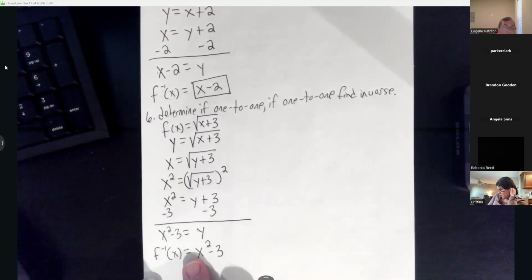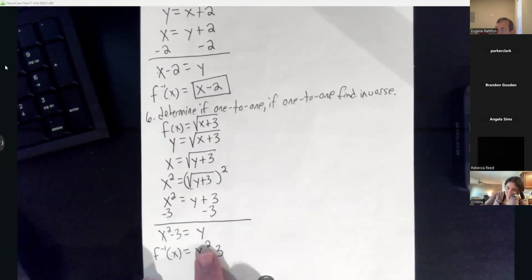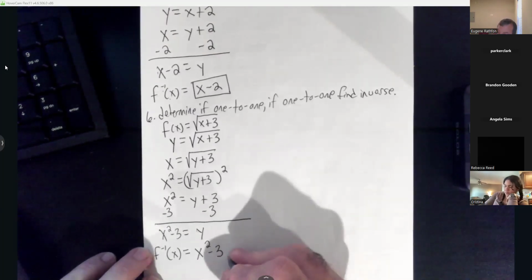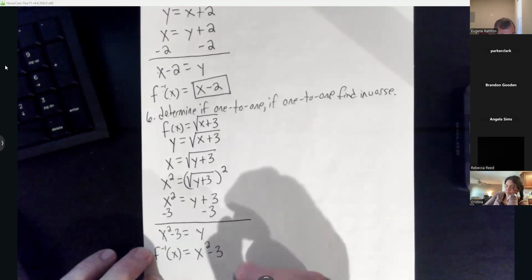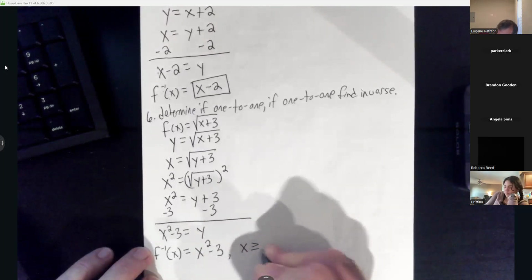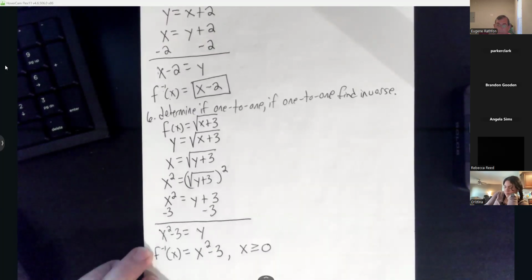Now, y'all, here's the thing on this one. Since the inverse ended up as an x squared type function, remember x squared functions are parabolas. So you've got a domain restriction on this one, and your x has to be greater than or equal to 0.